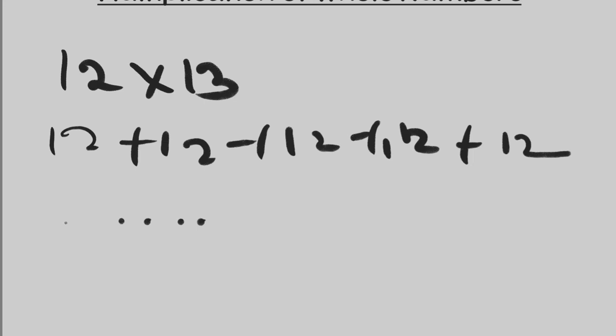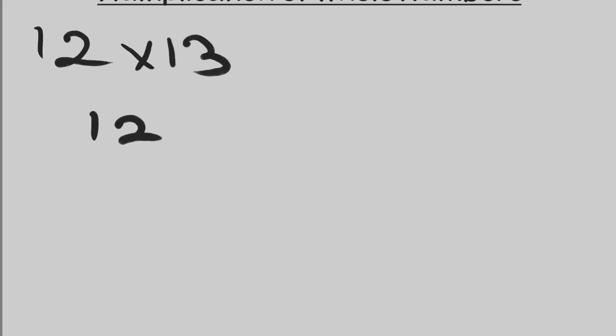But it is not best. It's a waste of time, especially if you are taking an exam. So there's an easier way to do that. And how do we do that? If you are given 12 times 13, what you do, you write 12, you write 13 below it, and you put a times sign. So you have 12 times 13.